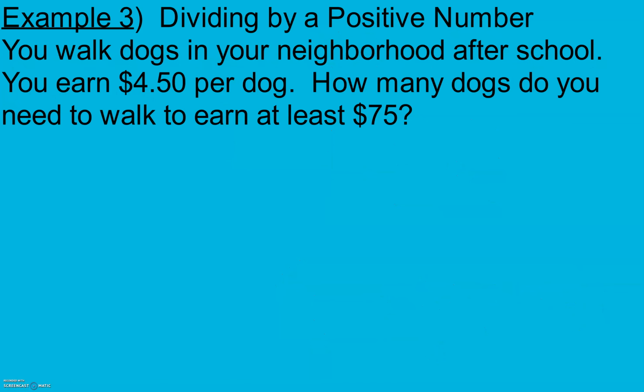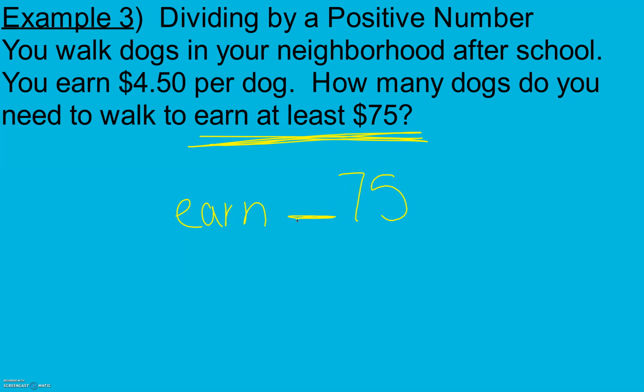In example 3, it says, you walk dogs in your neighborhood after school. You earn $4.50 per dog. How many dogs do you need to walk to earn at least $75? So here we want to earn at least $75. Could we earn exactly $75? Yeah, that's the smallest amount we could earn. Could we earn $80 or could we earn $60 to make that true? Well, if we want at least 75, we could earn 80, but we can't earn 60. 60 doesn't get us there.